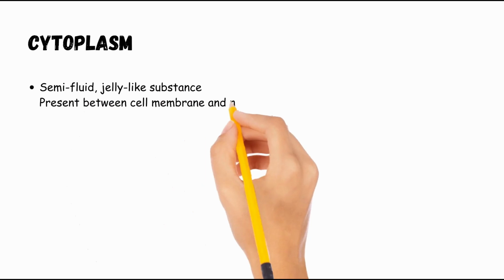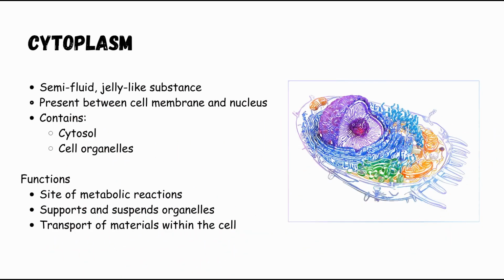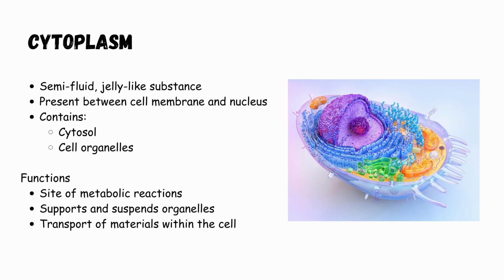The cytoplasm is a semi-fluid, jelly-like substance present between the cell membrane and the nucleus. It consists of a fluid portion called cytosol and various cell organelles suspended in it. Most metabolic and biochemical reactions of the cell occur in the cytoplasm. It also helps in the transport of materials within the cell and provides support to organelles.